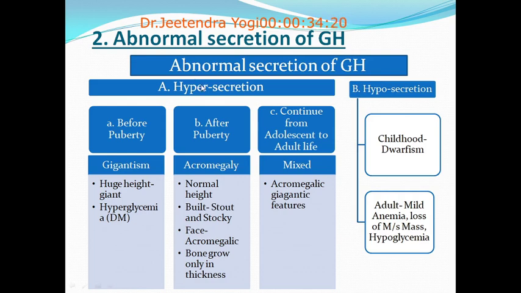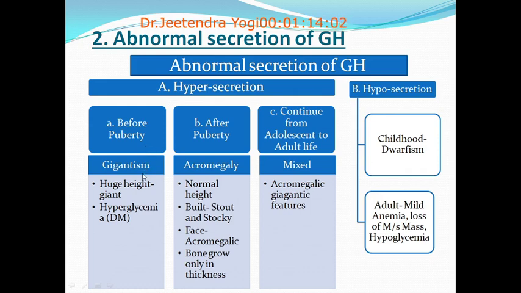So because of hypersecretion of growth hormone, or excess secretion of growth hormone, three kinds of clinical abnormality occur in individuals on the basis of the age group in which excess secretion of growth hormone happens. So if excess secretion of growth hormone occurs before puberty or before the epiphyseal closure of long bone in an individual, then it will develop gigantism.